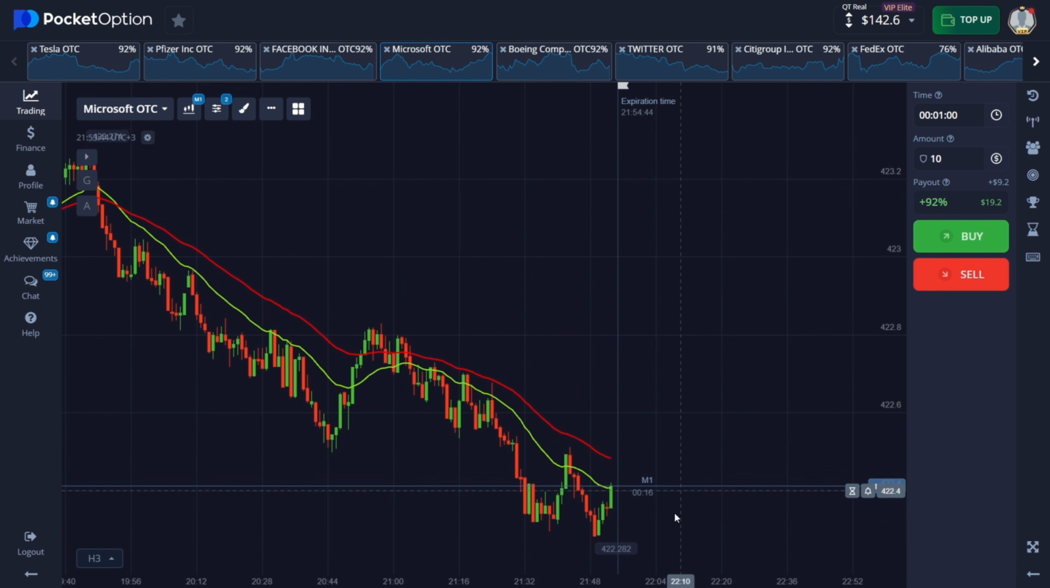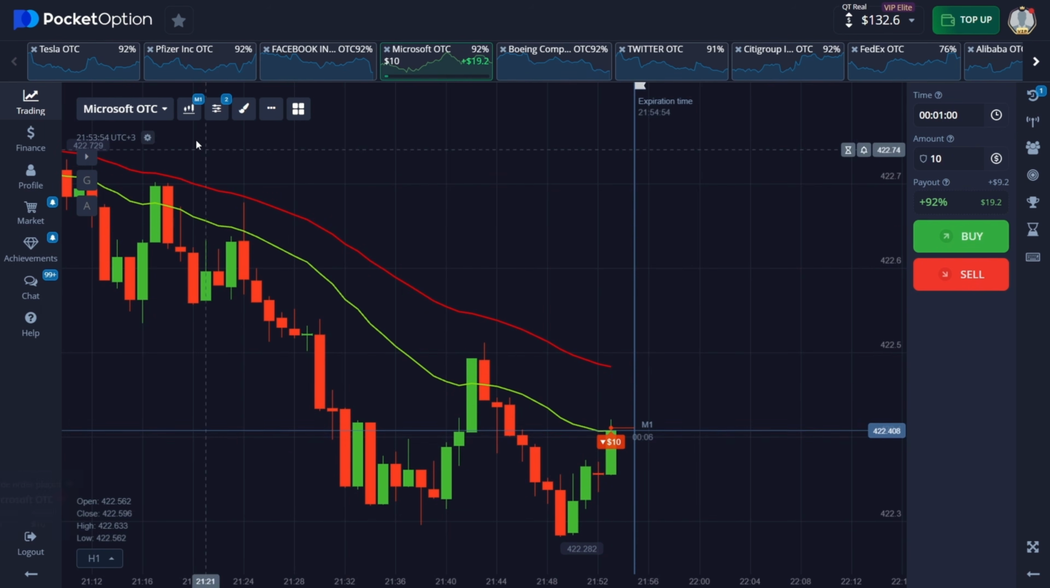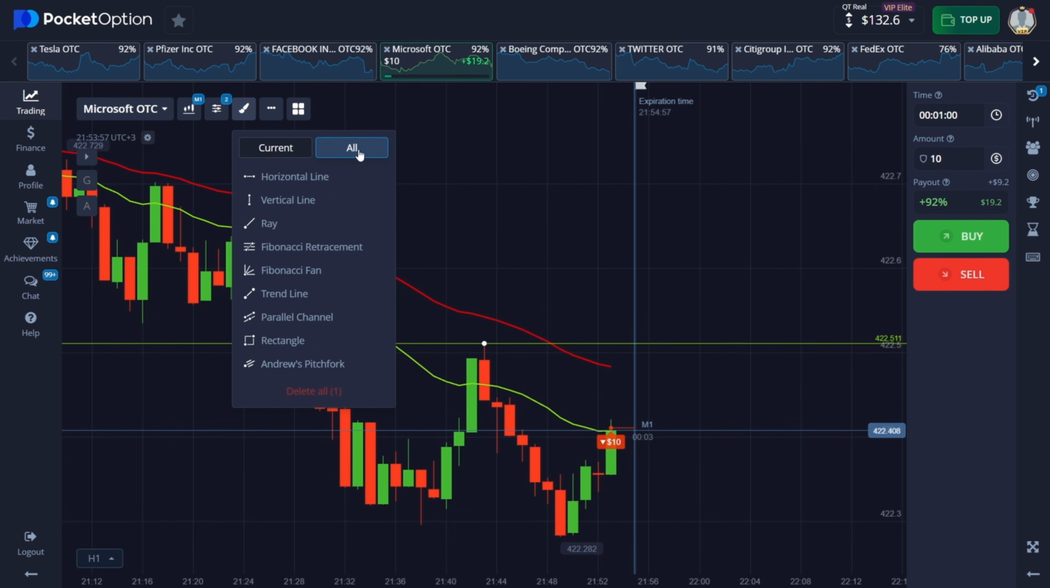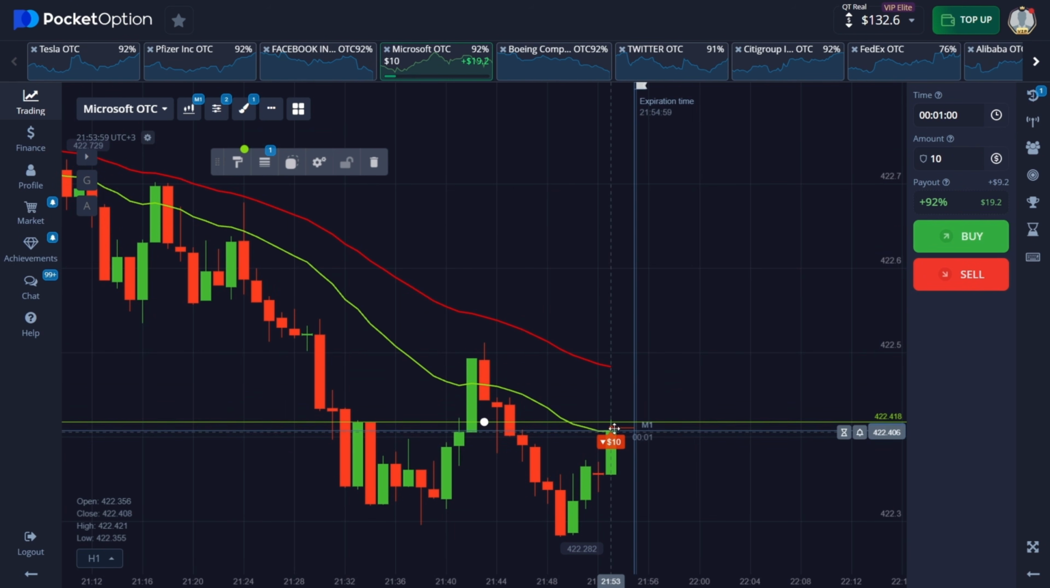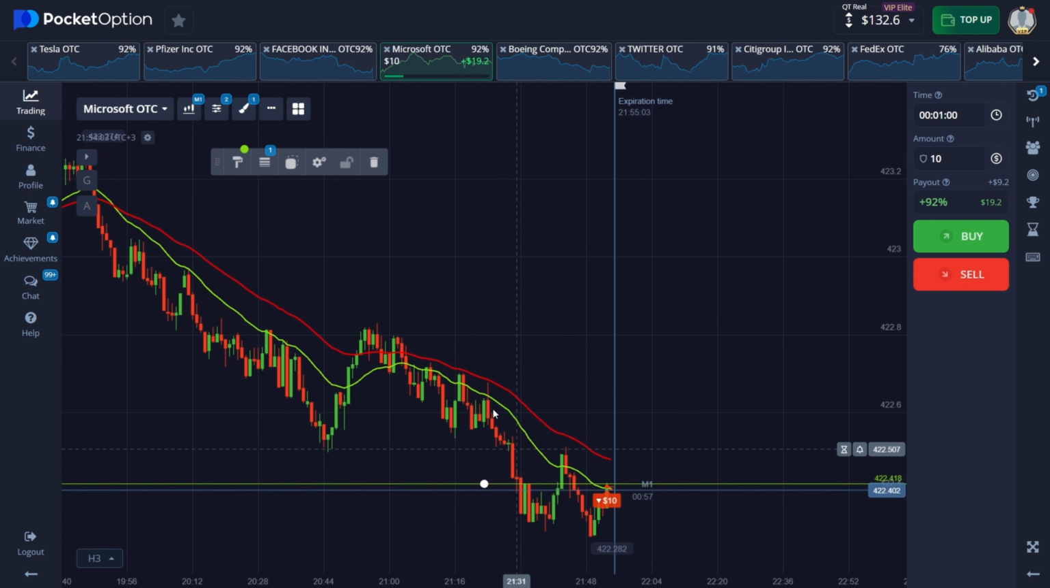Here we have a trade on Microsoft OTC based on the moving average. If this candle can give a good entry, then I will place it. I'm waiting for the candle to close. I got my entry and placed the trade for the downside direction. As you can see, there is a resistance level and a moving average. The candle was taking resistance from the EMA 25, which is why I took this trade for the downside move.